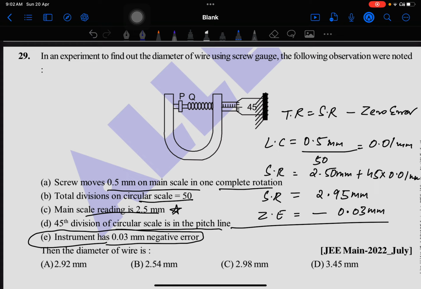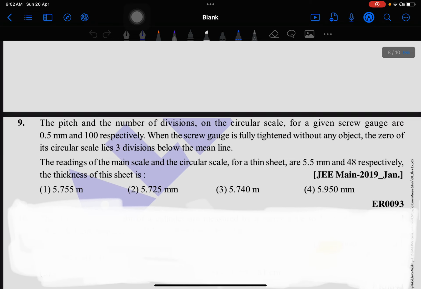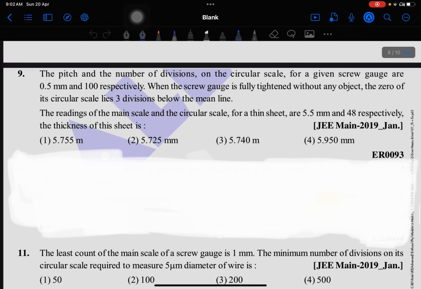Now you just plug it into the formula that we saw. The true reading is nothing but the shown reading, which is 2.95, minus of minus 0.03 mm. So 2.98 mm. That is the correct answer. This part I think is clear now. Okay, we move on to the next one.